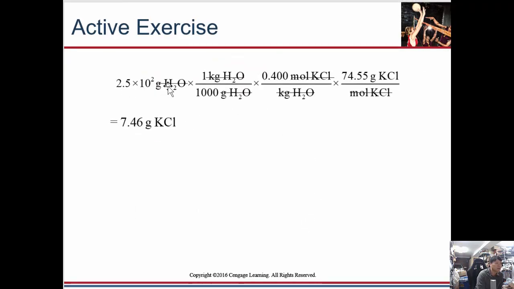So 250 grams of water, convert. I don't like this necessarily. This is a kilogram of liquid. Well, actually, I guess it's fine. So we go from grams of water to kilograms of water. Kilograms will cancel out kilograms here in molality. It gives us moles, and then goes to grams. I take that back. This is how I would have solved it here. We get 7.46 grams of KCl.